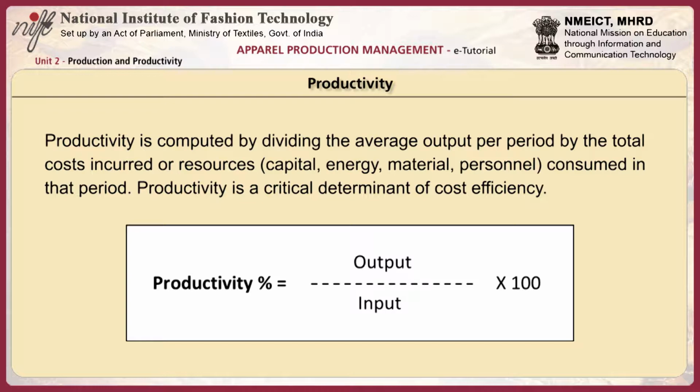I repeat, the formula for productivity percentage is output divided by input into 100.